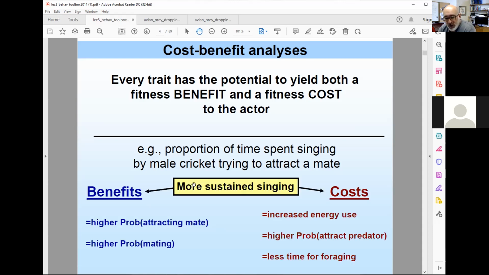Okay, so here you go. I've just articulated what's been written here. So again, the benefits: higher probability of attracting a mate, higher probability of mating. The costs: increased energy use, likelihood of attracting predators. And one thing that I didn't mention is that a cost is also, if you're spending more time calling, it means that there's less time available for foraging, or feeding.